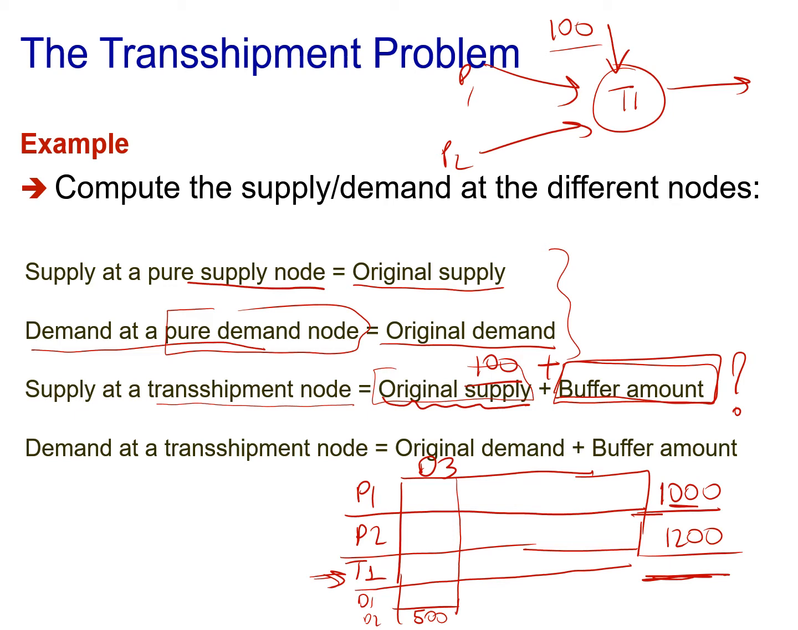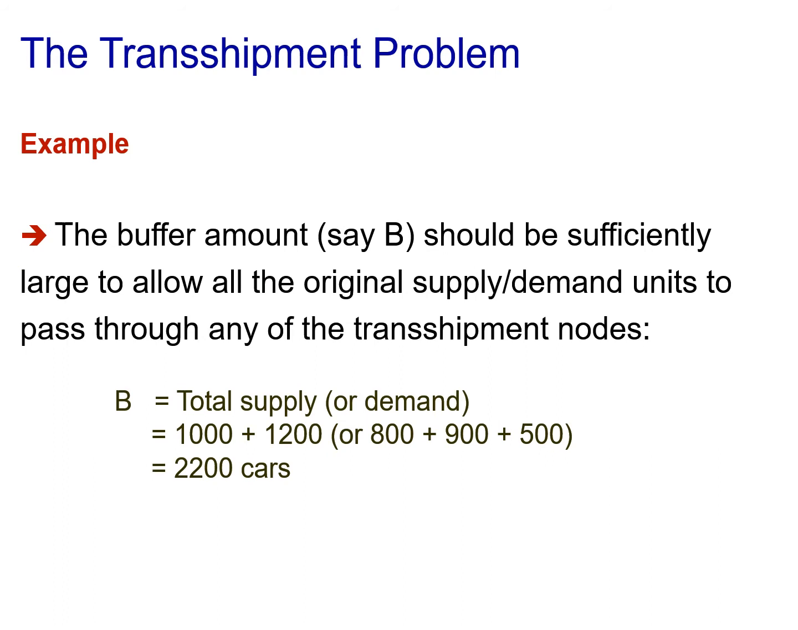Okay, and then for the demand of a transshipment node, consider again T1 as a demand point. What we are going to write here is the original demand of this T1. In our example, T1 didn't have any original demand. But if you remember, our D1 had such a demand. And then we will be writing original demand plus this buffer.